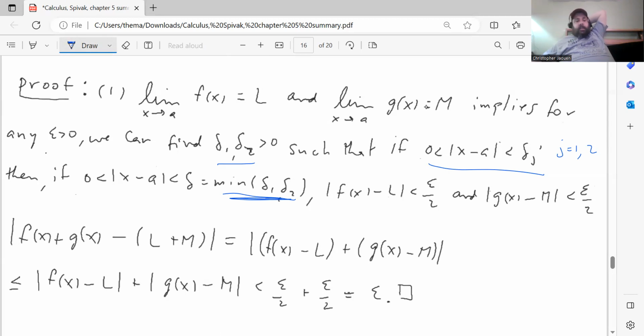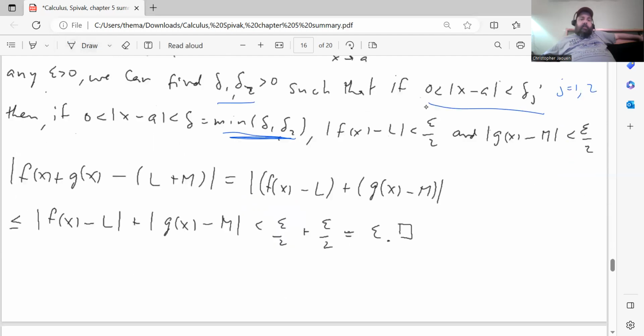And if I look at, sorry, not the limit, if I look at the absolute value of f of x plus g of x minus L plus M, and rearrange things, that's equal to absolute value f of x minus L plus g of x minus M. And then using the triangle inequality, that's less than or equal to absolute value f of x minus L plus absolute value g of x minus M, and that's less than epsilon over 2 plus epsilon over 2, which is equal to epsilon, and therefore that shows that the limit of the sum is the sum of the limits. All right, so that's the first part.